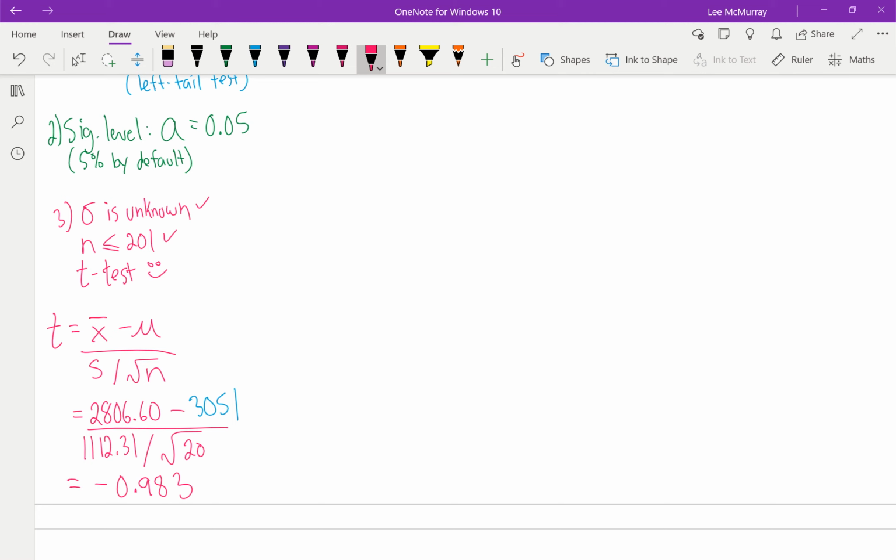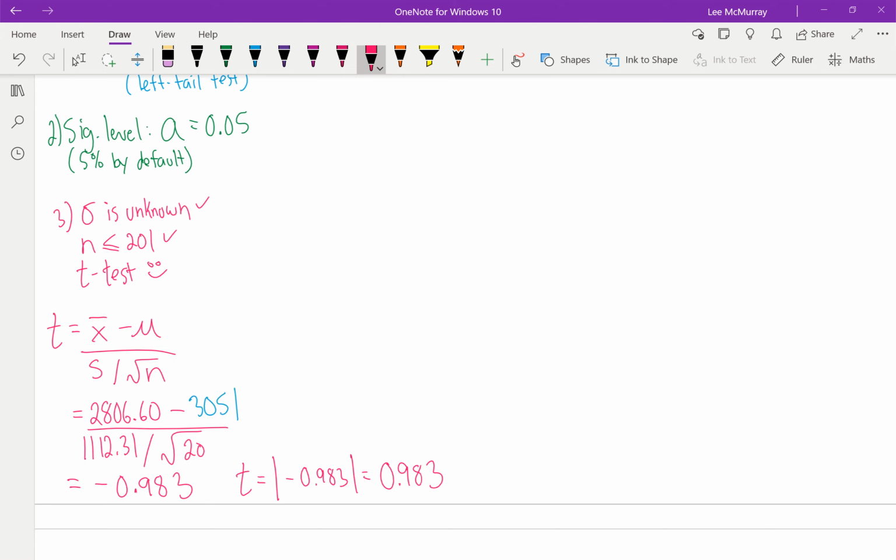Remember though, with our t-statistics, we always use the absolute value. So my next step is just going to say, because the t-statistic looks like it's negative, but we're just going to make it positive. So now t is equal to the absolute value of negative 0.983. And if it's positive, of course, you just leave it. So we're going to get a t value of 0.983. And again, that's because t always has to be positive.